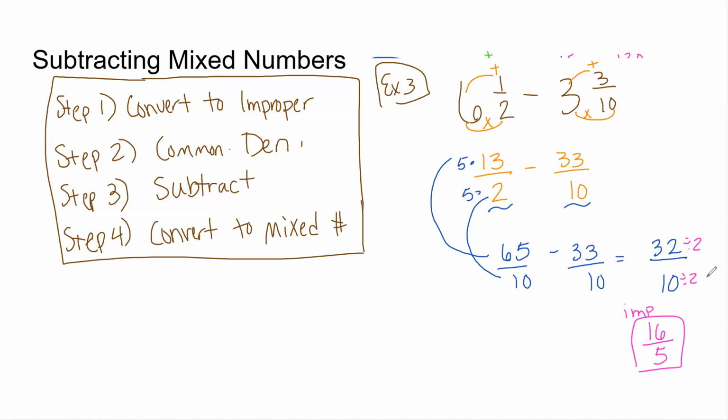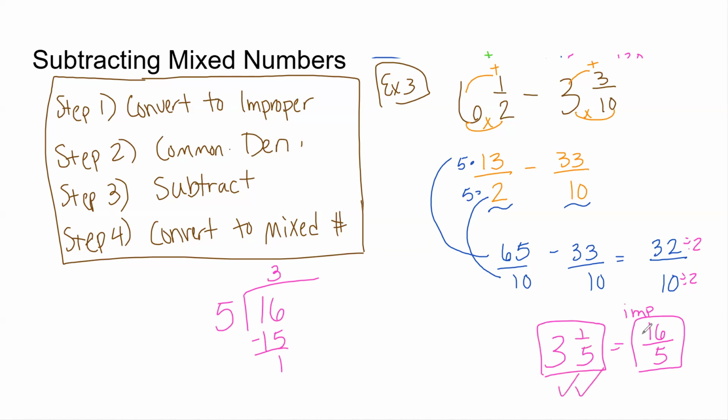But again, since the original was in mixed number, we probably want to put it back to mixed. So let's do 16 divided by 5. That goes in 3 times. And there we go. So that would be 3 1/5. That's probably your best answer, the mixed number.